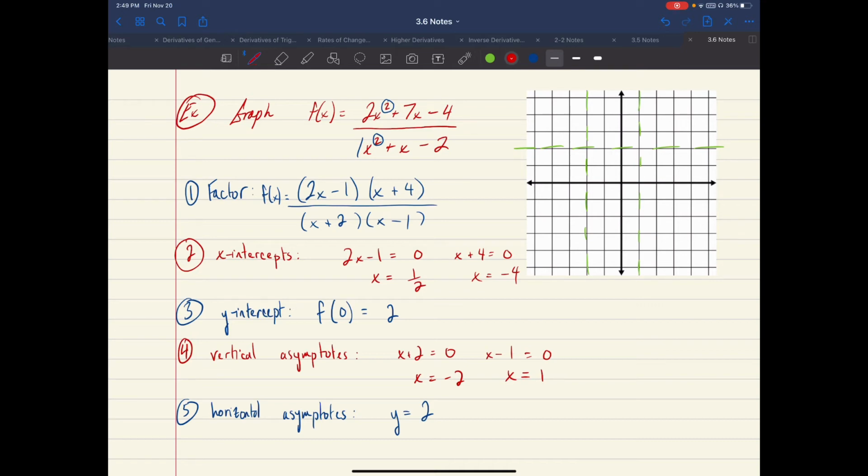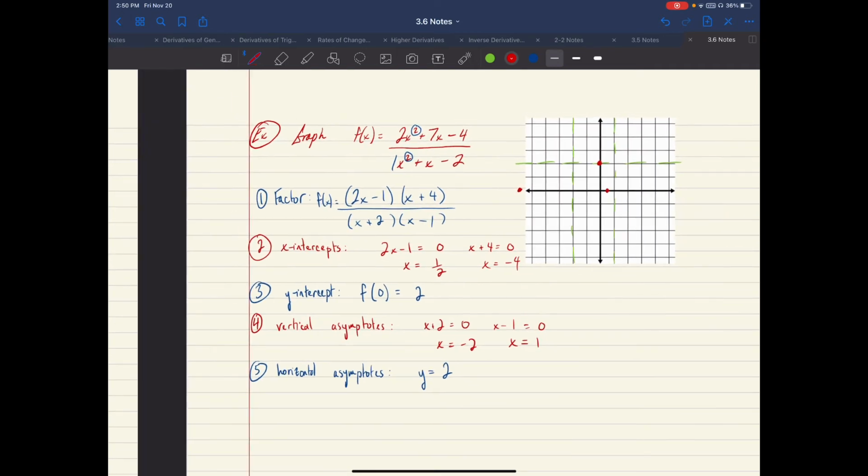The x-intercepts are 1/2 and -4. So we're going to have one here, and we'll have one at -4, which is somewhere out here. All right, so the y-intercept is 2, so we'll have a dot here too. And now we have to work with what it's doing near the asymptote sort of thing. So for that, let me zoom out a little bit.